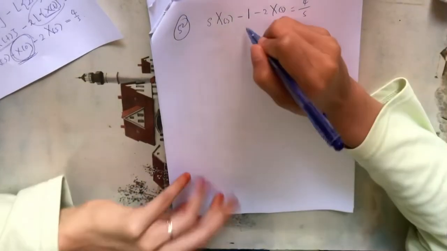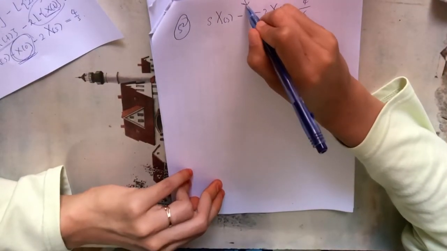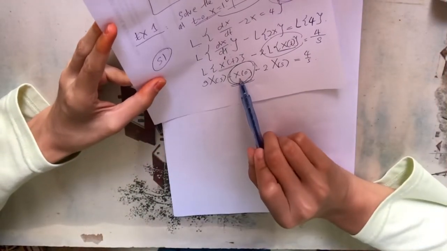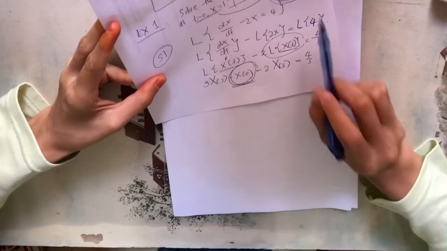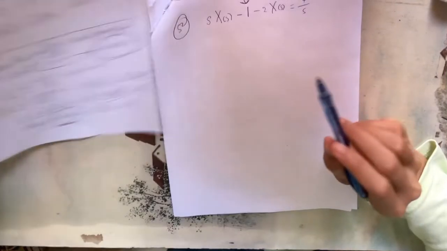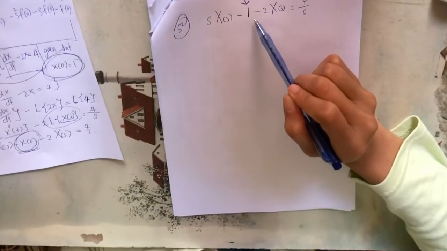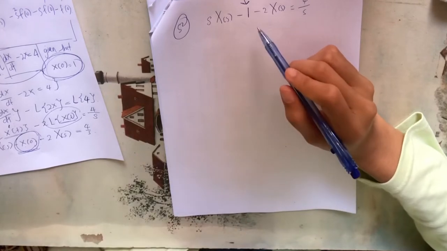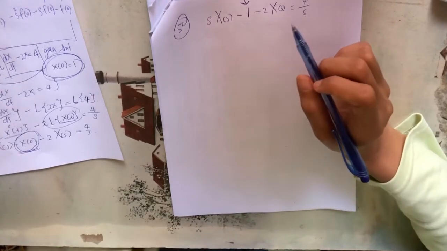I repeat again. This one comes from the initial condition. You can refer to the previous step 1. Here you have x at 0. So at 0 you will replace with x at 0 equals 1, so they have no longer x at 0. For step number 2, you already substituted the initial condition.